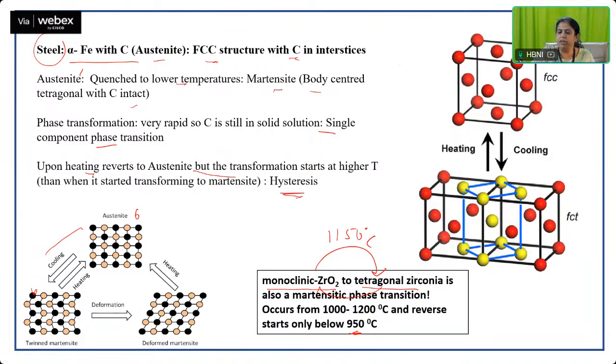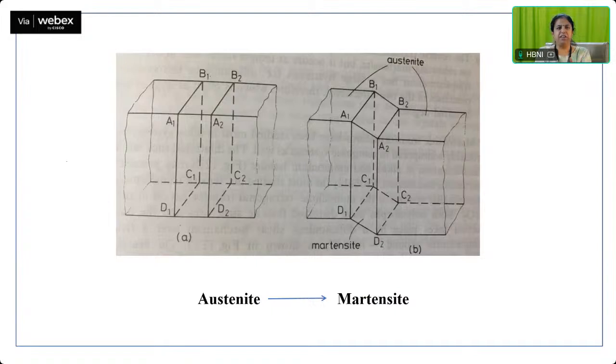Now this simply shows austenite to martensite. Your austenite is face centered. Martensite becomes face centered tetragonal. This just shows how the phase transition happens. These are the blocks of austenite phase. When the phase transition happens, it suddenly happens so that this block has become martensite. These blocks are still austenite, and they will also eventually convert to martensite, though very fast.